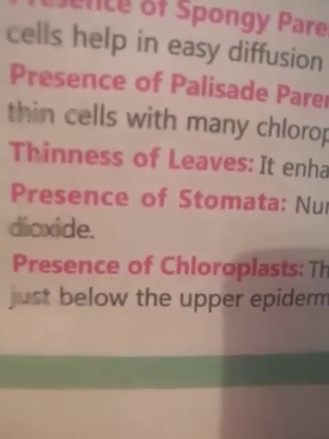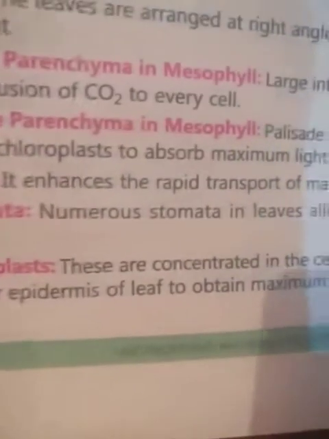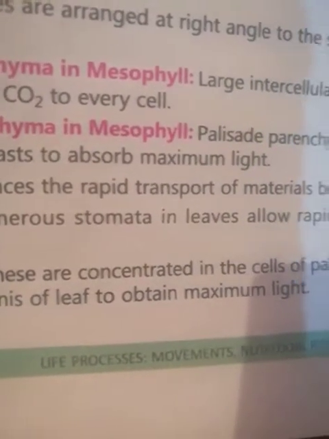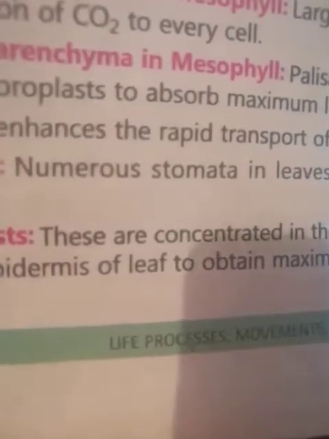Presence of chloroplast. These are concentrated in the cells of palisade parenchyma in the mesophyll layer of the leaf. Mesophyll layer is just below the upper epidermis of the leaf to obtain maximum light.